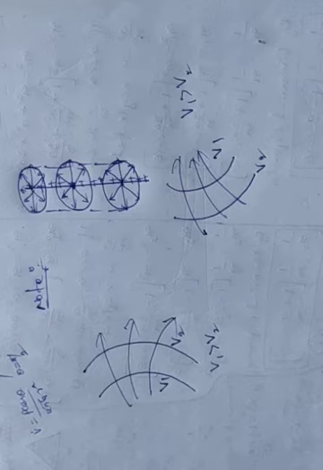Equipotential surface means no work is done to move a charge from one point to another point on the equipotential surface. Work done is 0. Electric field and equipotential surface are at right angles to each other and potential is the same everywhere, it is equal. So that is the concept of equipotential surface and their shapes for the different equipotential surfaces.